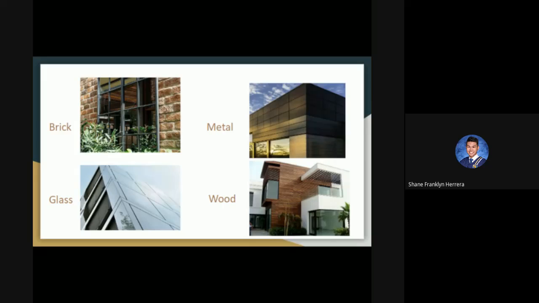We learned from before that bricks can come in many different types of colors, sizes, finishes, and textures depending on what you want for your house or for your building. You would just have to make the brick into whatever color or finish that you want so that you can enhance the design flexibility. The next one would be metal.